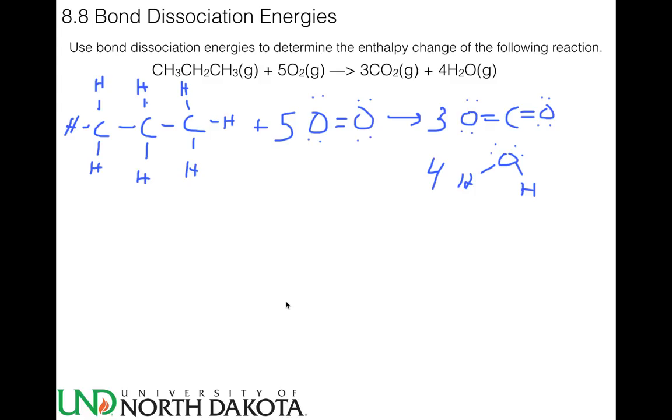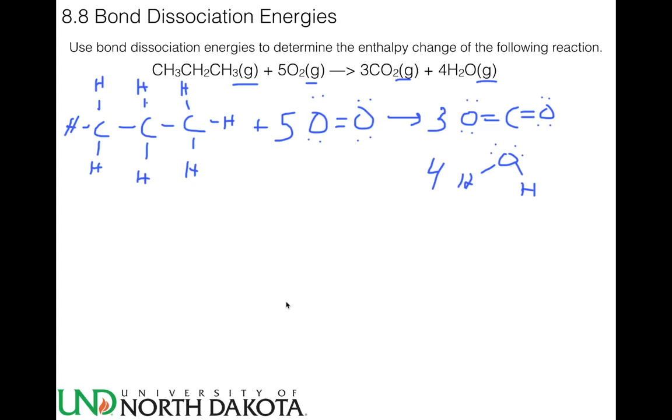It's important to know that when using the bond dissociation energies, the values that are given in the tables are written for bonds in the gas phase. We have all gas phase reactants and products here, so we don't have to change them. But if you have a solid or a liquid, you cannot use the bond dissociation energies for that compound. You would have to first convert it to a gas using the delta H of vaporization.